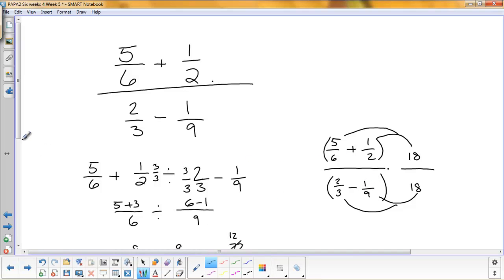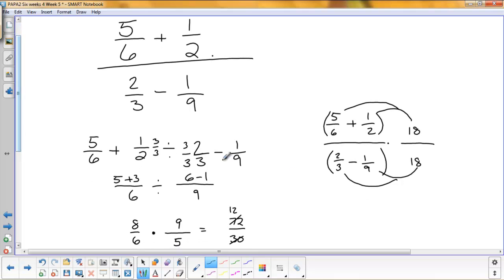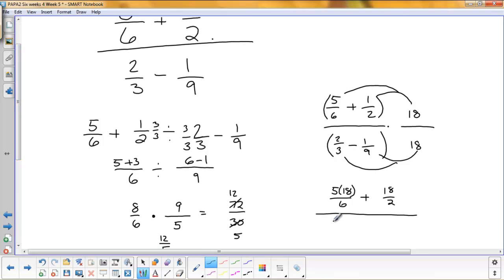So that means I have 5 times 18 divided by 6 plus 18 divided by 2 all over 2 times 18 over 3 minus 18 over 9.